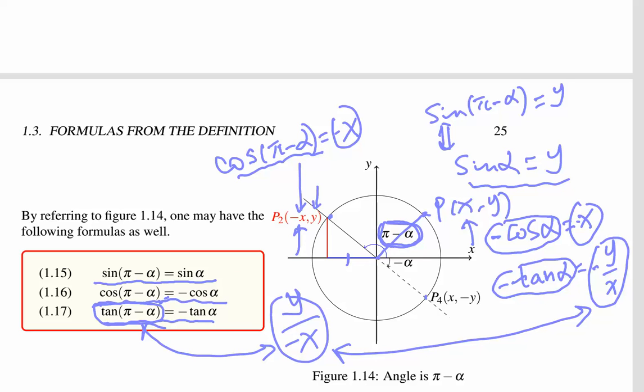Remember that we need to remember both the graph and the formulas. If you remember the graph, you may remember the formula. I will never remember the formula without remembering the graph.